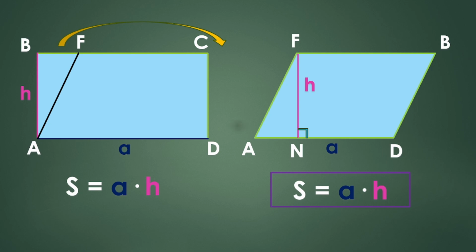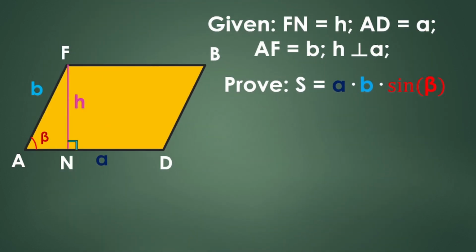That's all. Now let's prove how we can calculate the area of a parallelogram as the product of two adjacent sides times the sine of the angle between them. Well, we have the base of the parallelogram. Let FN equal H, AD equal A, AF equal B. H is perpendicular to A, and we are asked to prove this formula. Well, let's take the triangle AFN, and in it we find the sine of beta. Sine of beta is equal to the ratio of H to B, hence the height is equal to the product of B times the sine of beta.